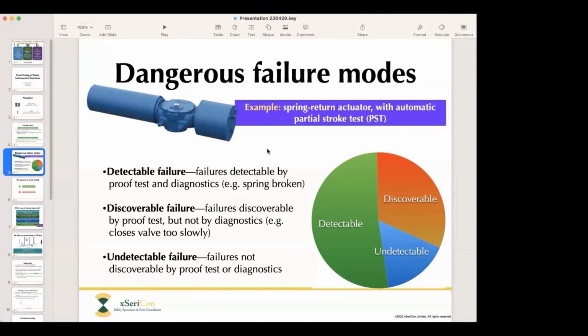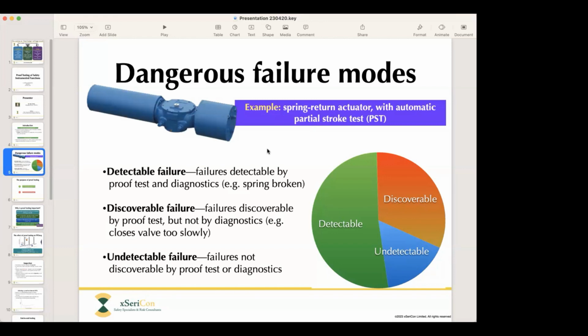And to understand how this relates to proof testing, we need to distinguish between some different kinds of dangerous failures. And here at xSeriCon, we use this terminology that you can see on the slide now. There are usually two different ways of detecting whether dangerous failures have occurred. One of them is by proof testing, which, as we've just said, is a manual test, and the other is by some automated testing, which usually is called diagnostics.